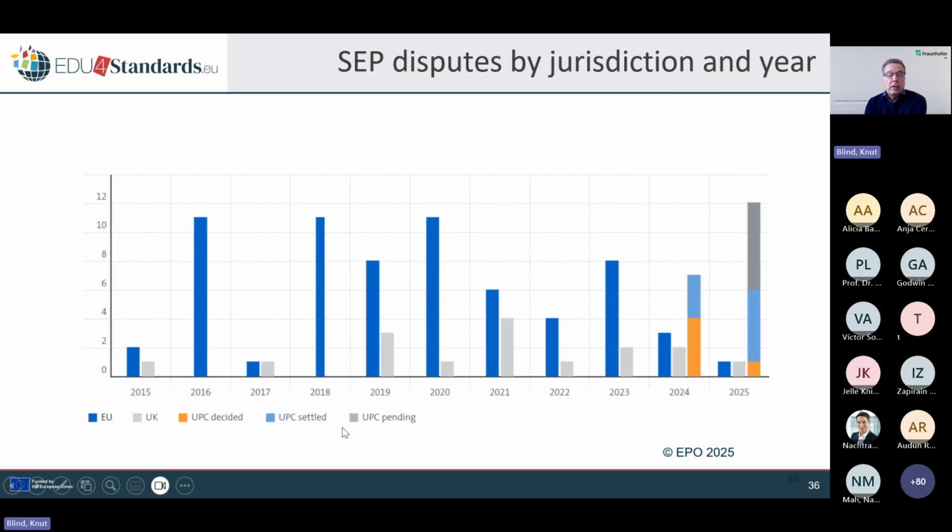Meanwhile, these are recent figures just published this year by the IPO, and you see that in the EU there are not so many court cases, 10 cases. In the UK, also a few cases. And now we have the Unified Patent Court, which is dealing with these cases. Sometimes there were settlements, sometimes there were decisions by the UPC. We have to see how it's going to work further. But these quite stable figures show that obviously the main players found solutions for their conflicts.